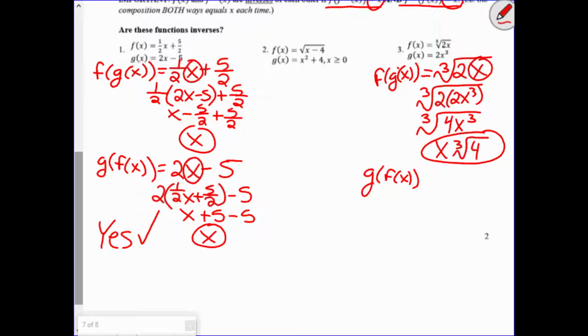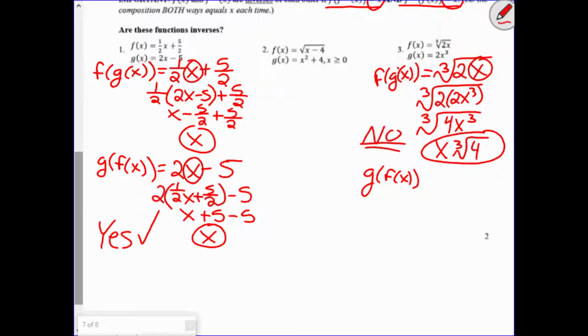So after doing the first composition, what are we thinking? It's not going to work, right? What was the result supposed to be? X, right? So if you do one of the compositions and you don't get x, is there any point to doing the second one? No. So these are not inverses. You don't have to bother doing the second one if you don't get x in the first composition, and move on to the next one. Okay?